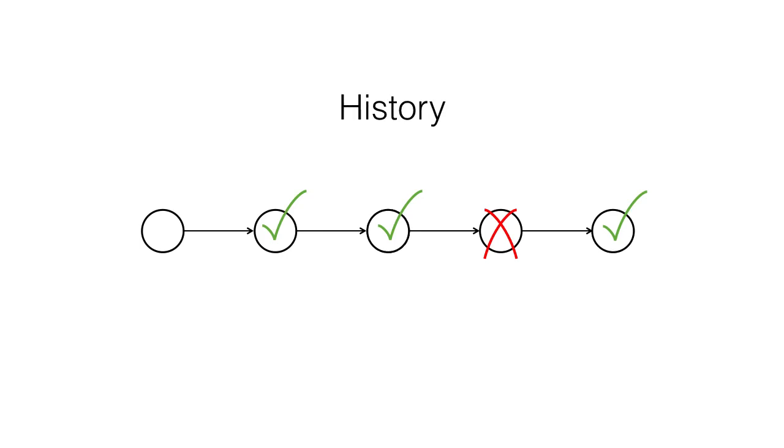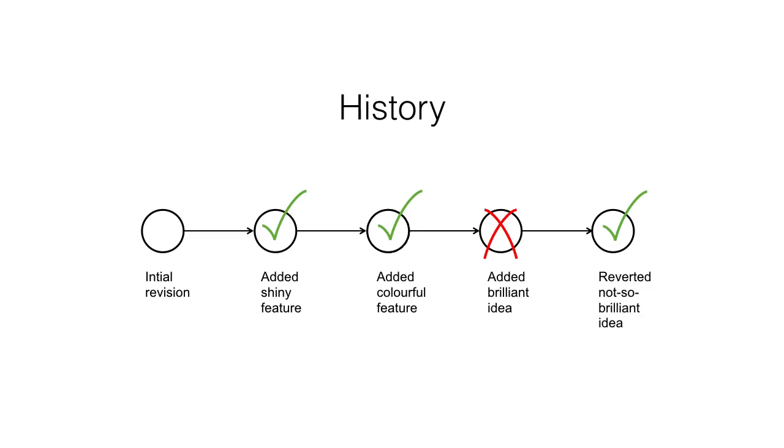And as we do these commits, we can put comments in, commit messages, to say what we were doing. So we might start with the initial revision, and then I added a shiny new feature, and then I added a colourful new feature, and then, oh, I had a brilliant idea, and I added that, and then I reverted my not-so-brilliant idea. And that produces our log of the version history of the changes to our code, and it's often called the change log.